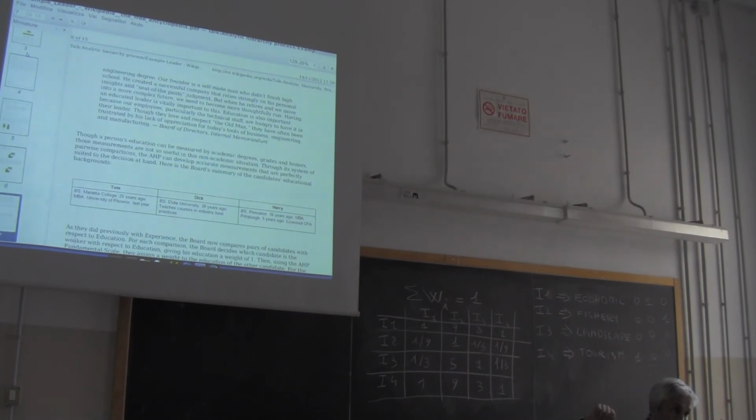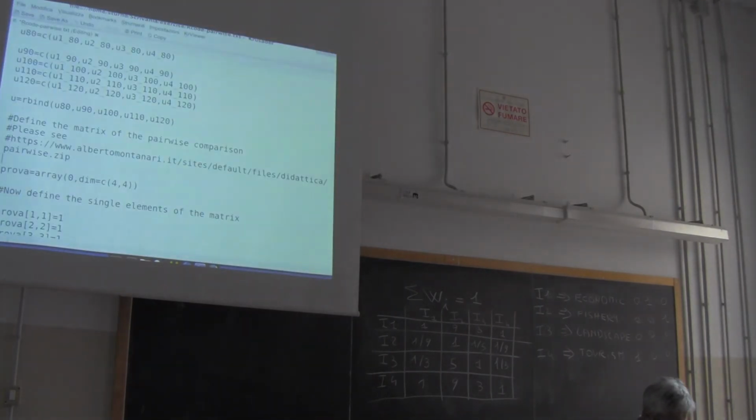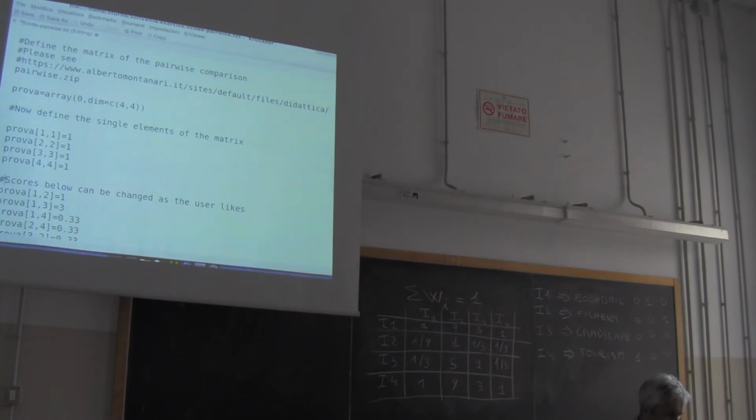Okay, so we compute the eigenvalues, and then we make sure that they sum up to 1. So let's first compute the weights, and then check consistency. I think the code is organized like this. First of all, here there is the definition of the matrix. I called it prova, which means trial in Italian. You can, of course, decide whatever name you like.